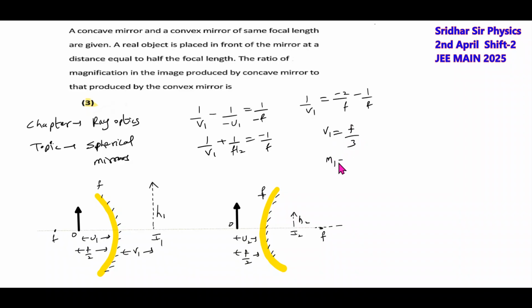So magnification will be minus of v1 by u1. v1 will be f by 3, u1 will be minus f by 2. So the magnification will be 2 by 3.